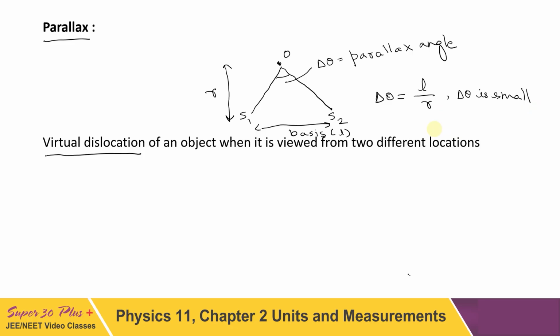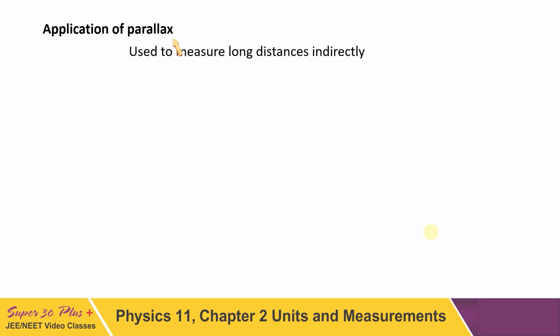It is a very useful concept which can be used to measure very long distances indirectly. So let us come to that explanation. Application of parallax. It is used to measure long distances indirectly. Here we can take example of distance of sun from earth.